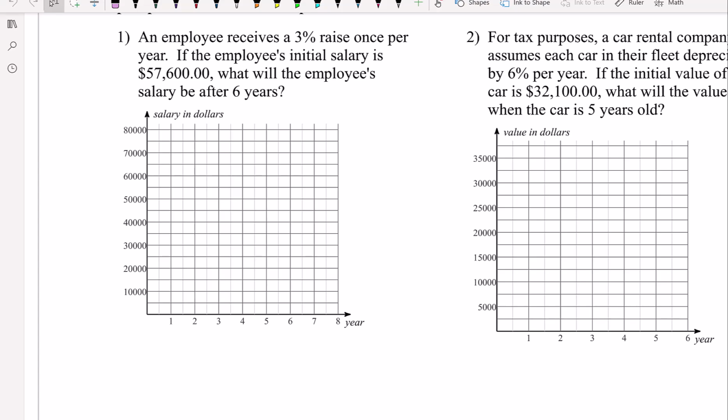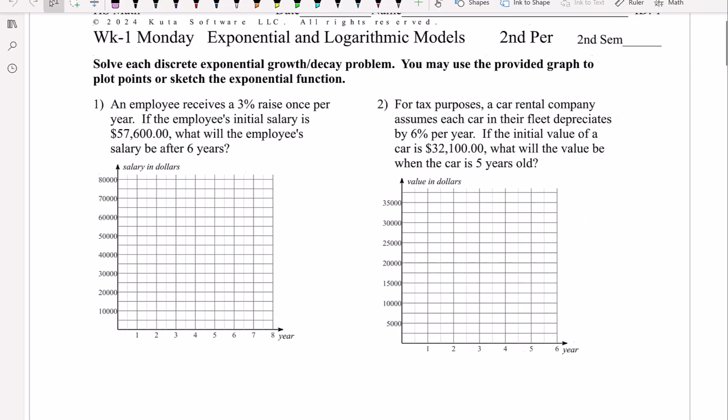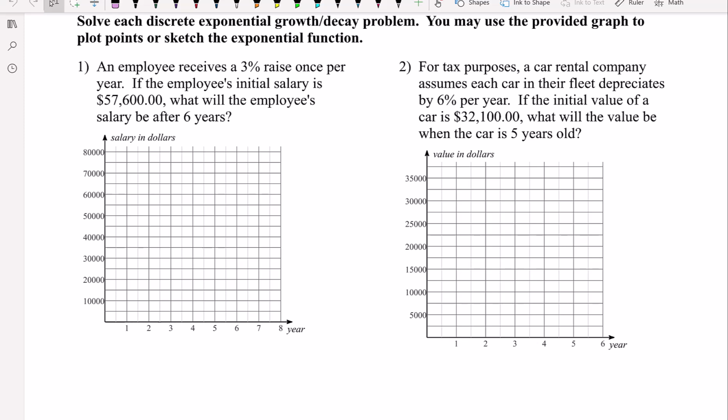Okay, now we're going to be talking about exponential equations. You can have exponential growth or exponential decay. Normally, you're going to know because there will be words that indicate that something's getting larger, bigger, or decreasing. So, for example, when you earn a raise each year, that's going to be a growth. When something depreciates, that's going to be a decay.